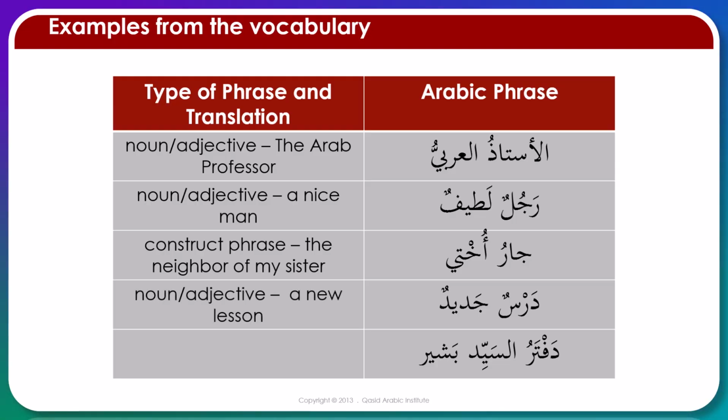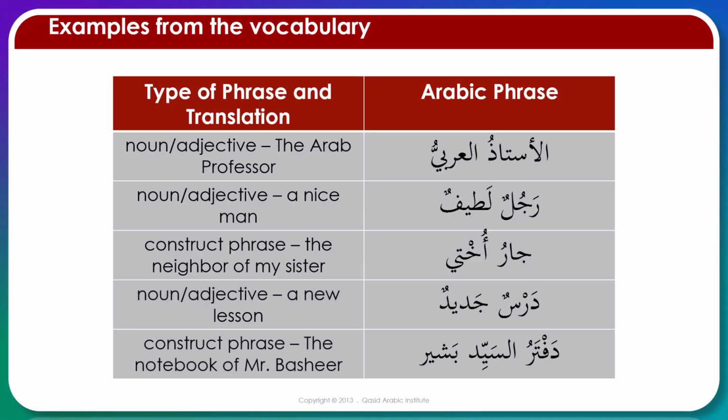Darsun jadidun, a new lesson. Here, this is noun adjective because the adjective jadid is modifying dars. And then we have Daftaru Sayyid Bashir, which is the notebook of Mr. Bashir. This is a construct phrase because we have here three nouns conjuncted, Daftar, Sayyid, and Bashir. Notice that there's a difference between Daftar not having alif lam and Sayyid having alif lam. Bashir is a proper noun.